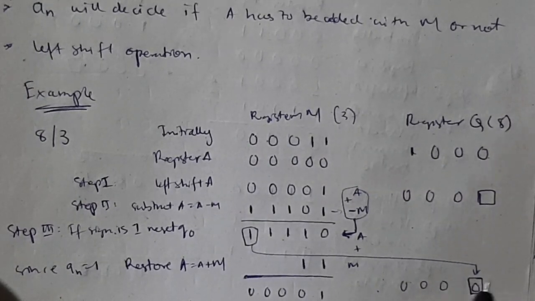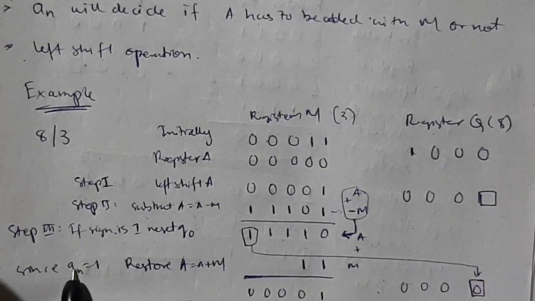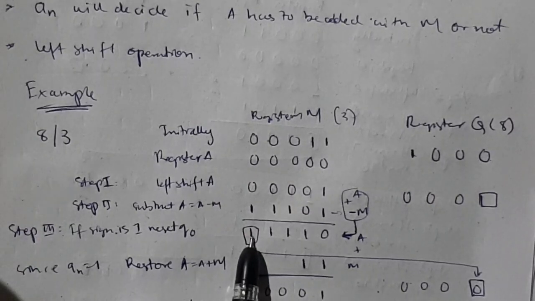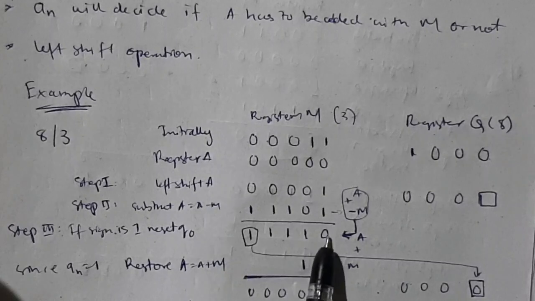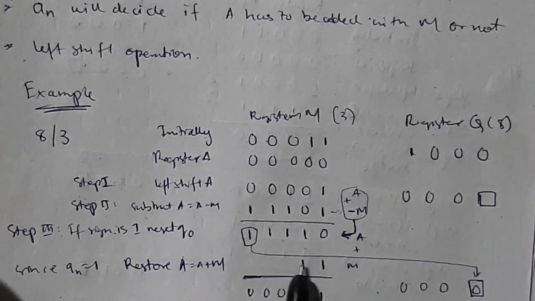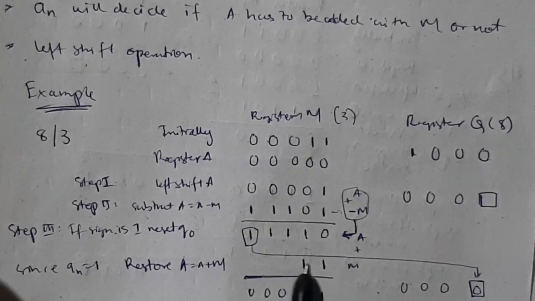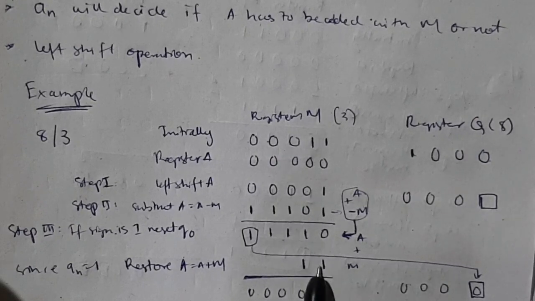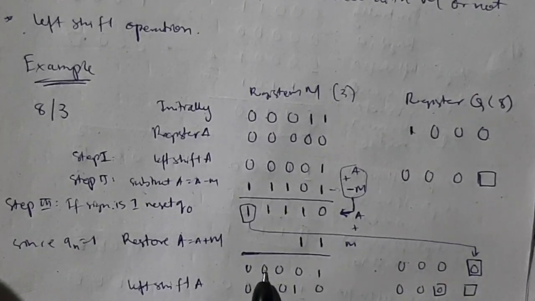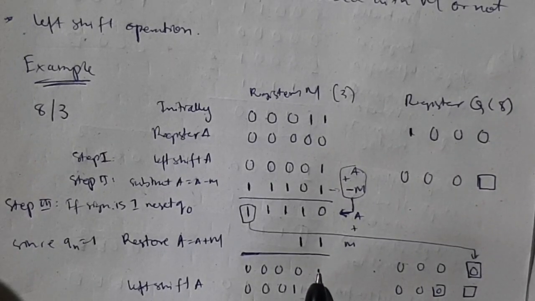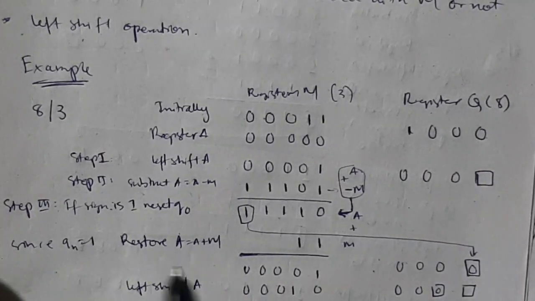Okay, understood? Now if AN is 1, meaning if this is 1 here, what you need to do is A equals A plus M. This is A. You need to add M. Write M here, which is 3. Binary equivalent of 3 is 1 1. So add these both. After you add, you will get the answer here as 0 0 0 0 1. This is the first iteration of yours.